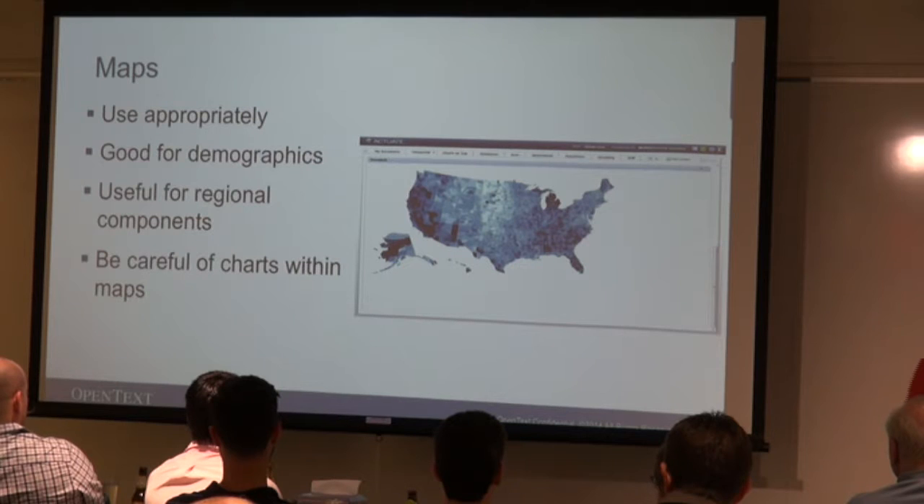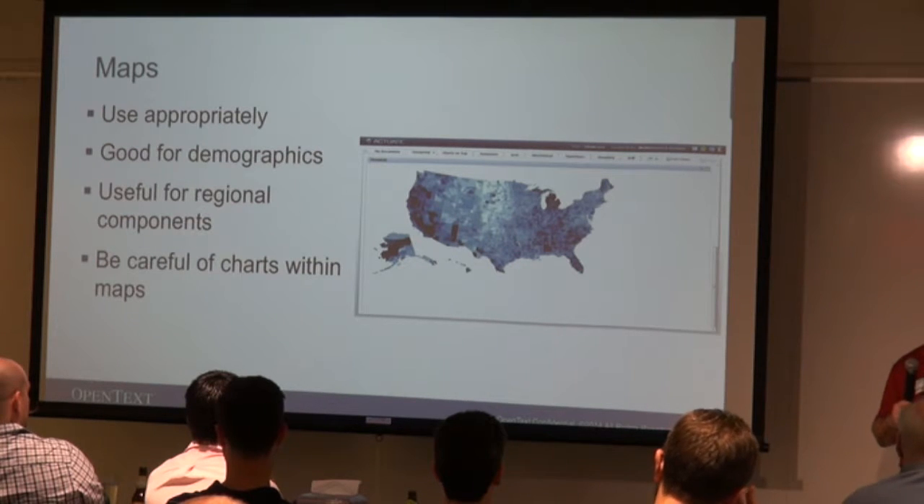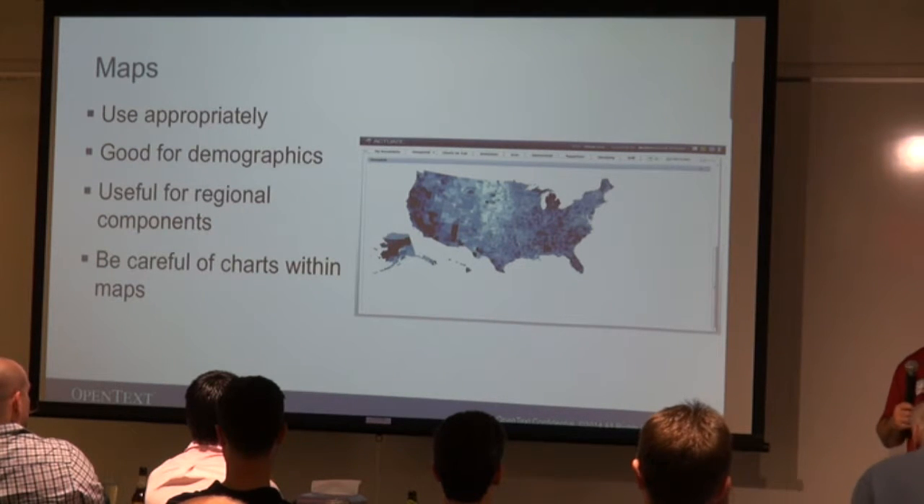Maps, one of my favorite ones. I'm going to go into a little bit more detail on this specific map. Use appropriately. The whole point of maps as visualizations is they're good for demographics. They're good for certain things that are geographical in nature. They can be useful for regional components.